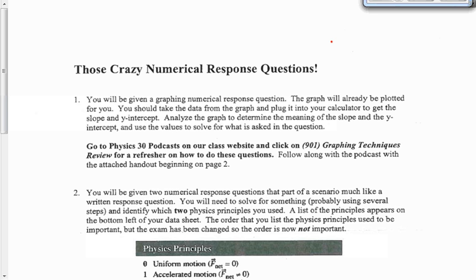It's a pair of questions. Let's say it's question number 4 and 5. Numerical response number 4 and numerical response 5. It could be numerical response 1 and 2, or numerical response 8 and 9, or whatever the case may be. Doesn't matter. It's a pair of questions.